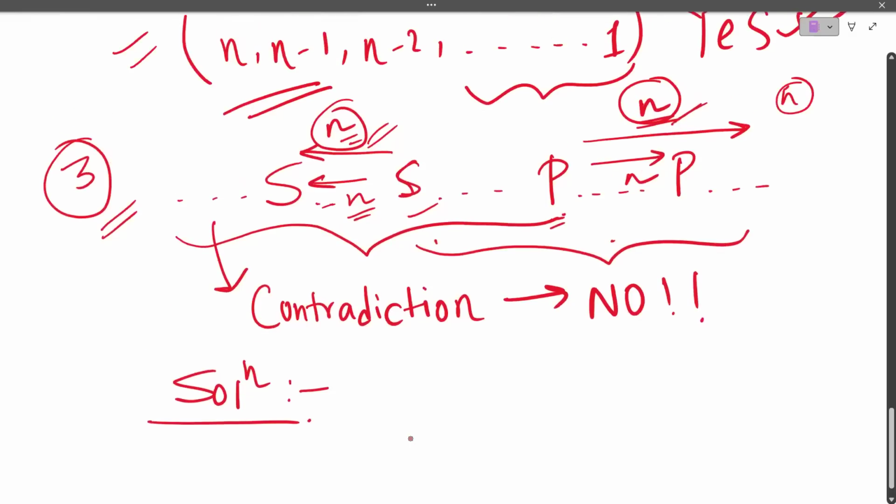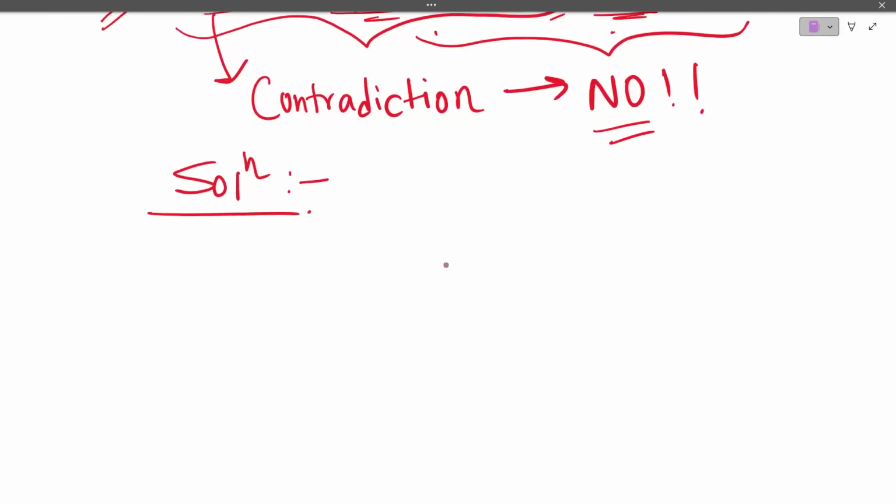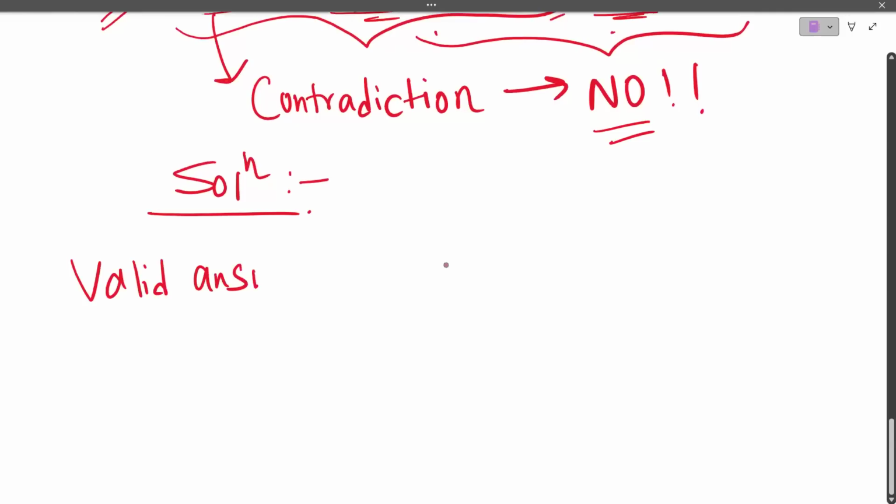If we have 2s and 2p at the same time, then it will definitely be a contradiction. Similarly, in order to be a valid answer, if I try to list all the valid answers, or basically answers which give yes, there are only a few cases for types of valid answers.